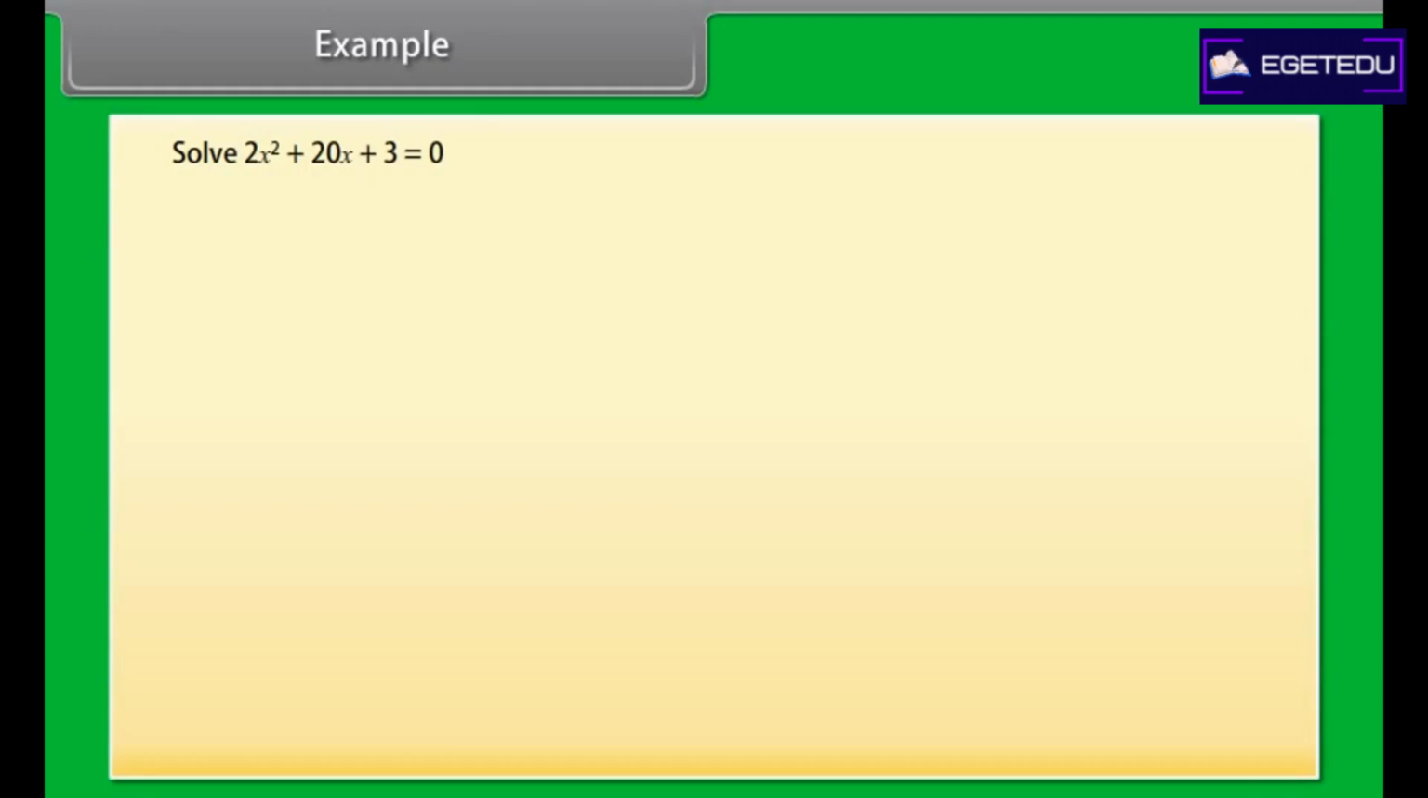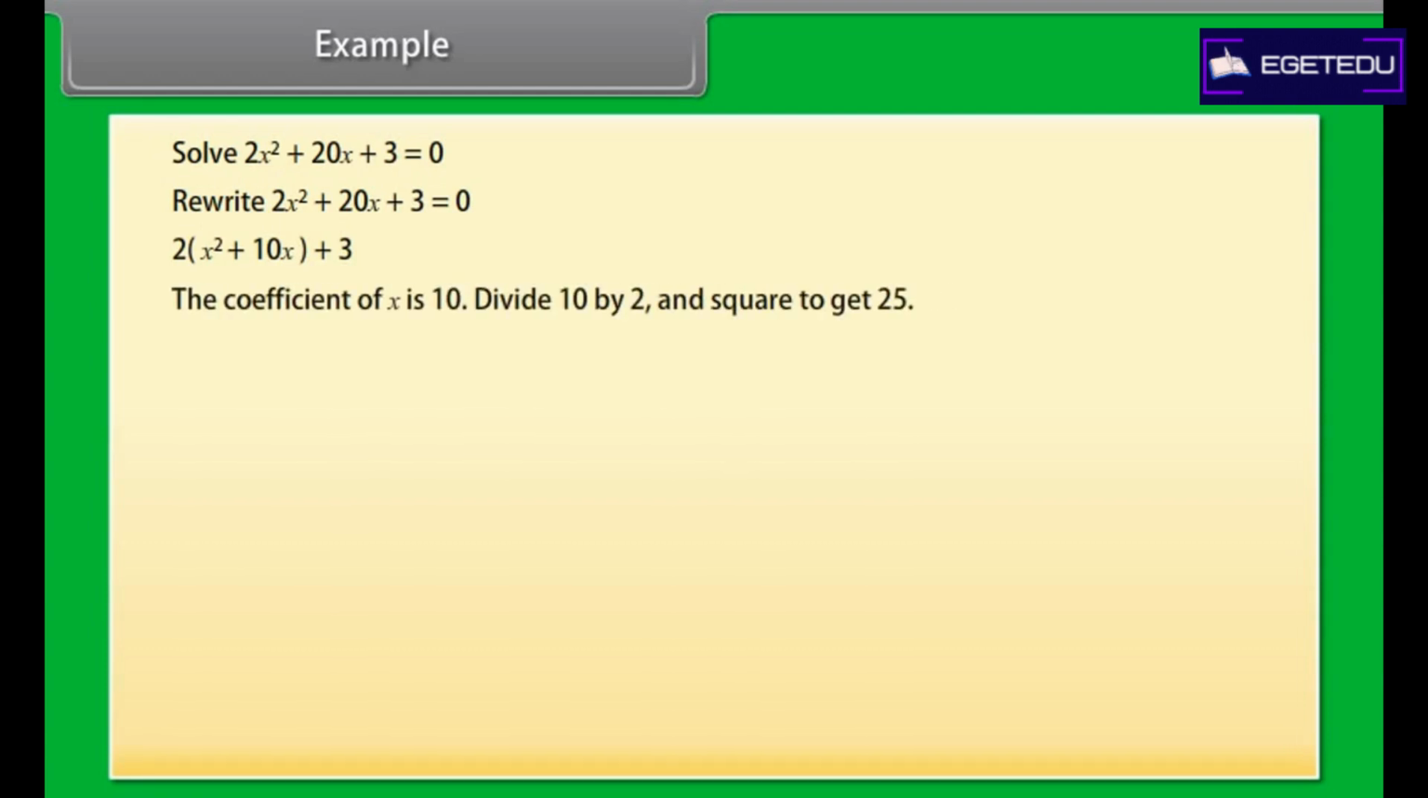Have a look at this example. Rewrite x² + 6x as a square plus another term. The coefficient of x is 6. Dividing 6 by 2 and squaring it gives 9. x² + 6x is equal to x² + 6x + 9 − 9, which equals (x + 3)² − 9.